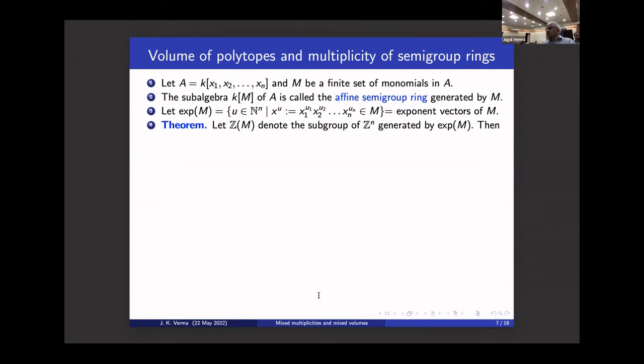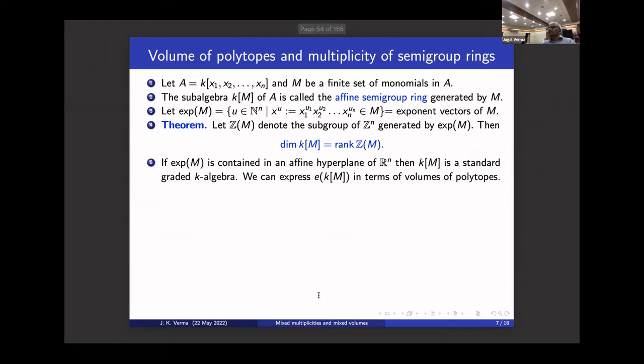Okay. But on the other hand, we can also associate a group. So take a subgroup of the free group Zn, which is generated by the column vectors, which are these lattice points coming from monomials. So that's a finitely generated subgroup of Zn, and the dimension of this semigroup ring, the Krull dimension, is the rank of this subgroup of Zn. Okay. Then if the exponent vectors of these monomials are contained in an affine hyperplane, then the semigroup ring is a standard graded K algebra.